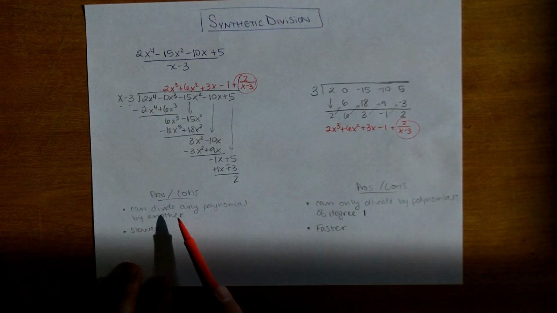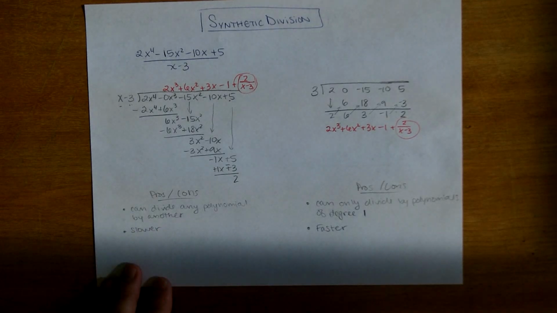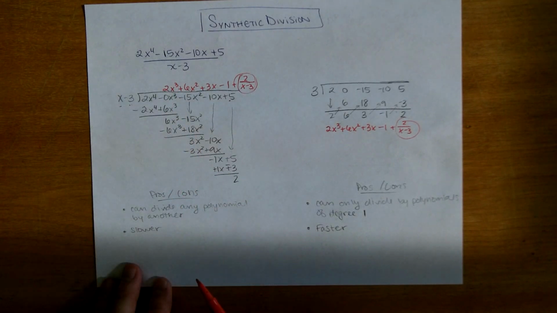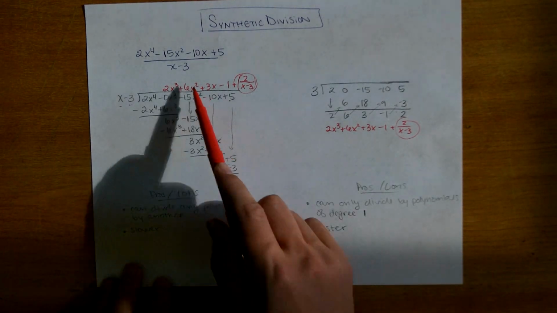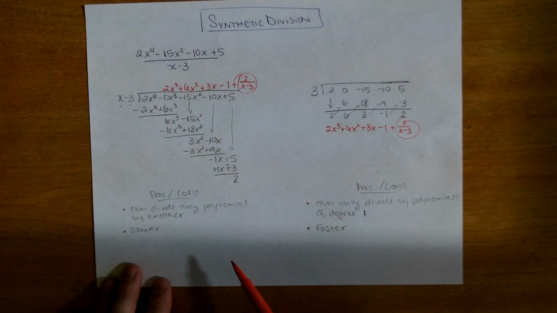First off, when you're looking at long division, you can divide any polynomial by another. Notice that the divisor here has degree 1. If we had a polynomial of degree 2 or 3, we could do that with long division as well. However, it's just going to be a slower process overall because we have to do so much writing.